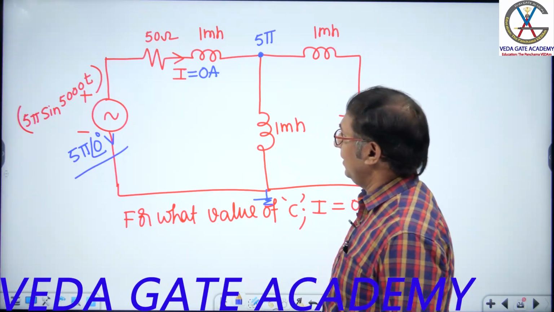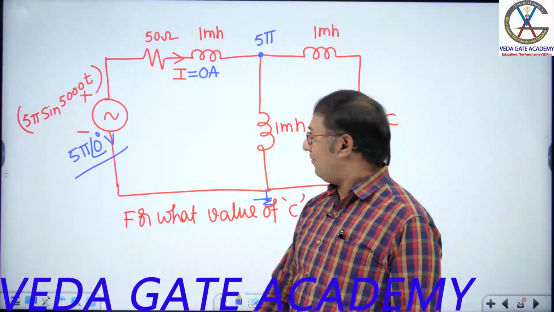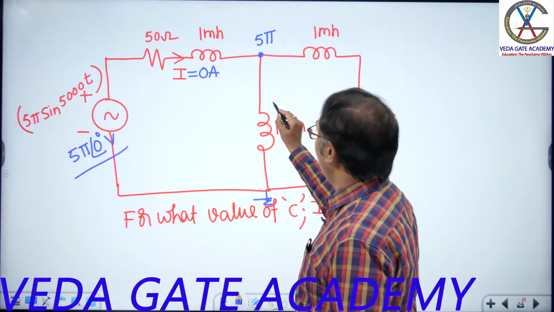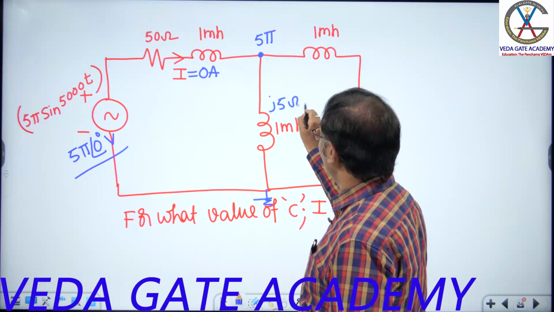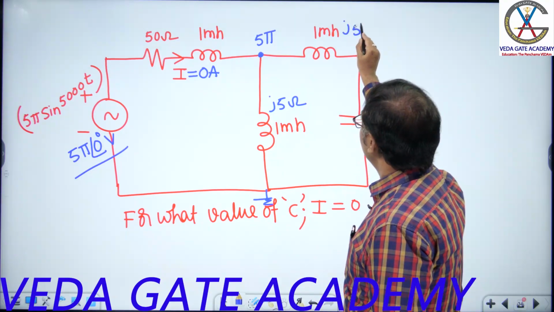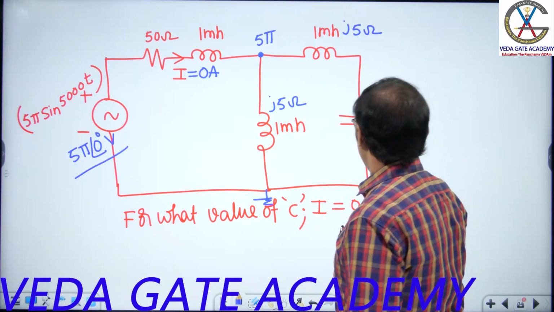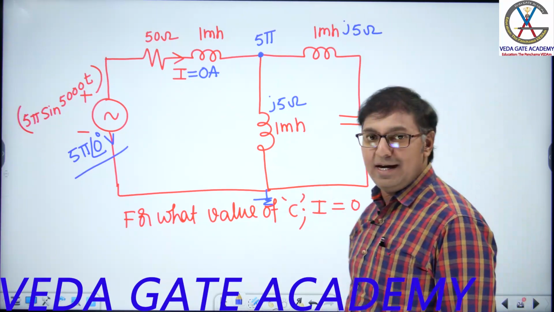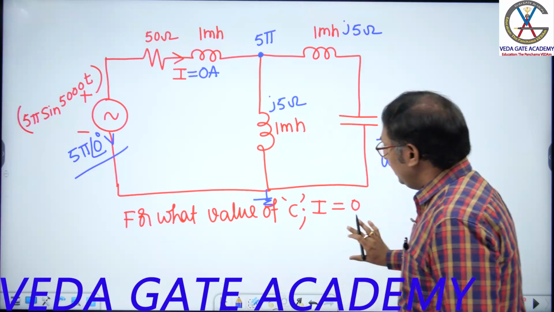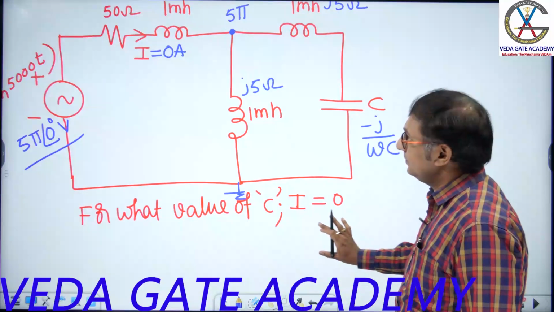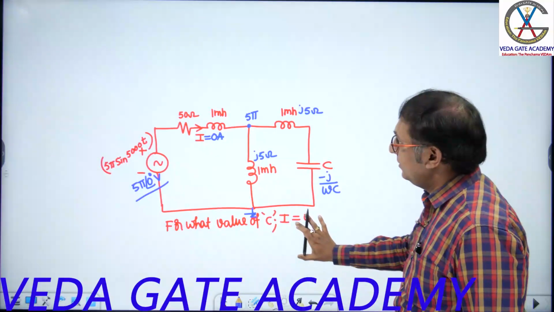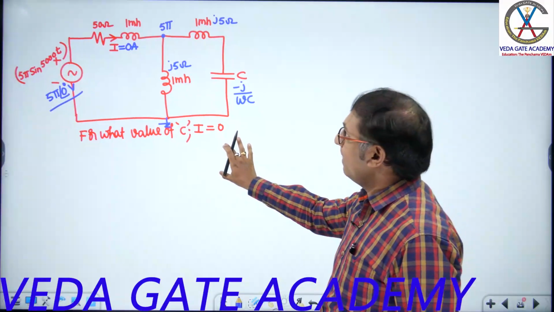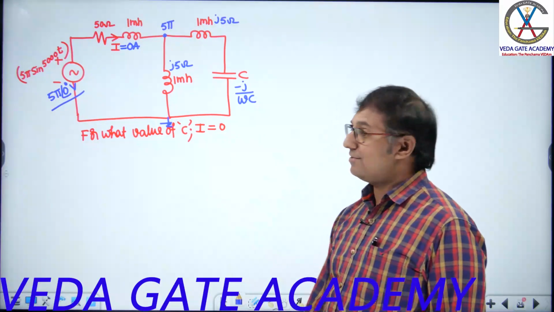Fine. Now, how to get this? C value is required. Omega is given. How much? 5000. J omega, sir. How much? J5 ohms. Even here, what is this? J5 ohms. Minus J by omega C. Let us substitute omega at the last. Let me compress this. Put this here.